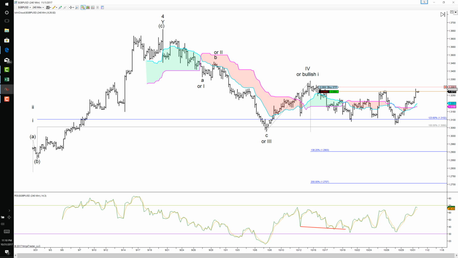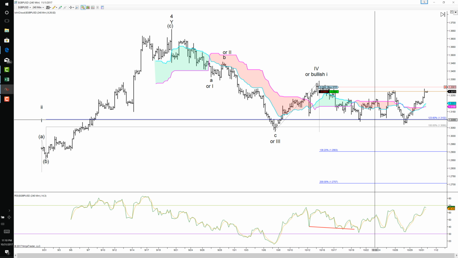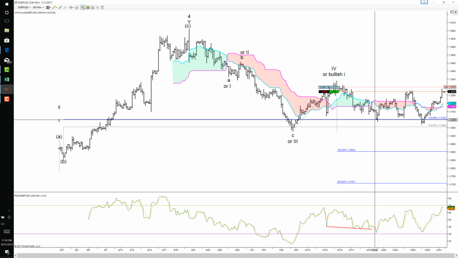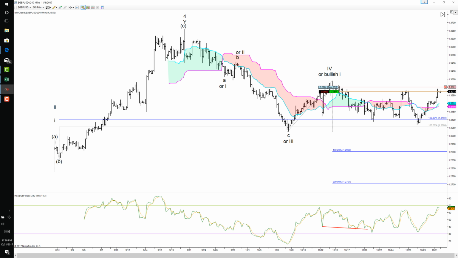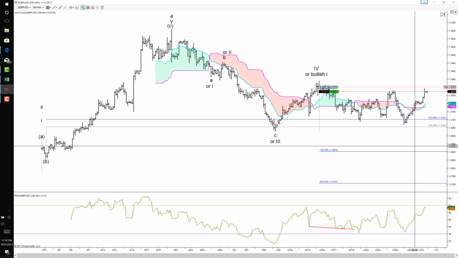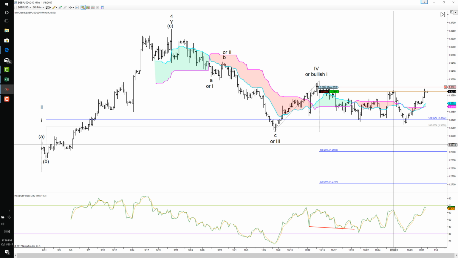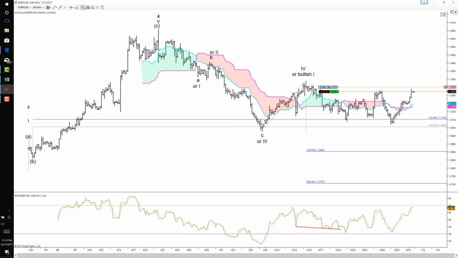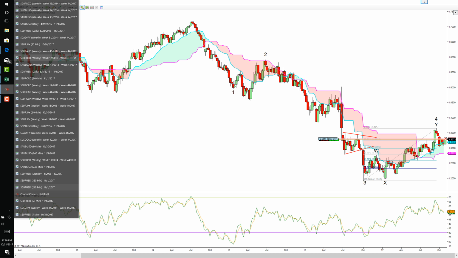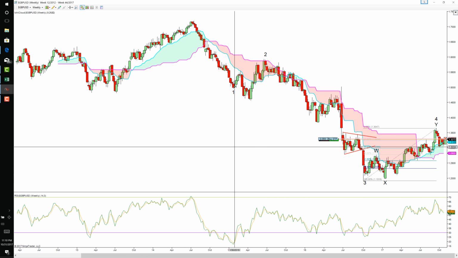So I'm not sure what's going on. What I did do is I did take a short a couple of hours ago, and I did a small 30 pip stop, just to try to see if I can find a different pattern in this. If you look at it on the weekly, it's a little bit more clear.